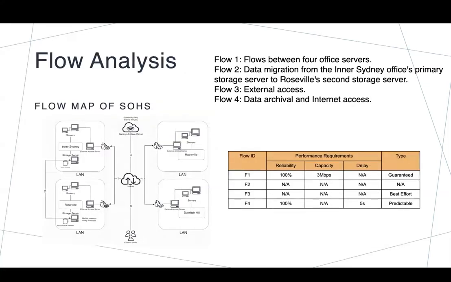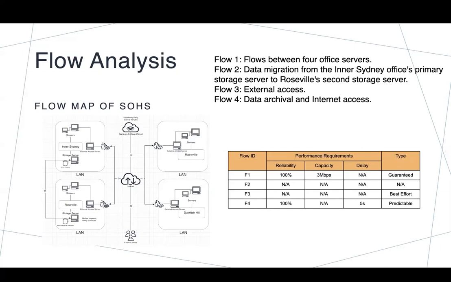Following is the flow analysis. There are 4 types of different flows. The first flow is the flows between the 4 office servers. The second flow is the data migration from the inner city office primary storage server to the Roseville second storage server. The third flow is the external access, and the fourth flow is the data archival and internet access.